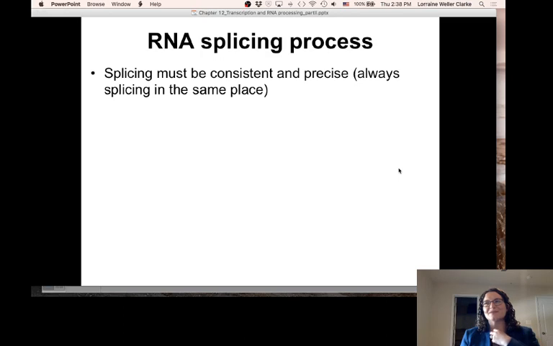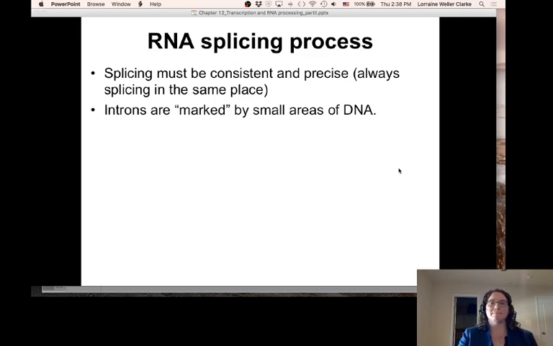Now, I mentioned alternative splicing already. I say always splicing in the same place for that gene product. Sometimes different gene products are produced, but for the specific gene product that they want to create, you have to always splice in the same place.